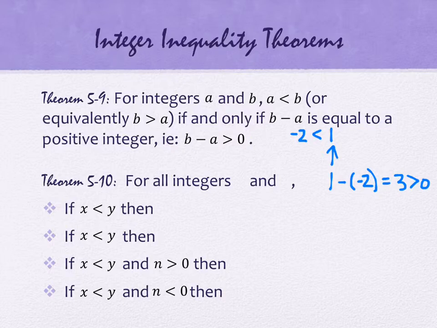All right, two more here. Apparently I left my A and the B off when I did my slides here. For all integers A and B, it's not A and B, I'm sorry. I got carried away. So many A's and B's. It should be X, Y, and N. That's what's in your paper. So we have integers X, Y, and N. If X is less than Y, then X plus N is less than Y plus N.